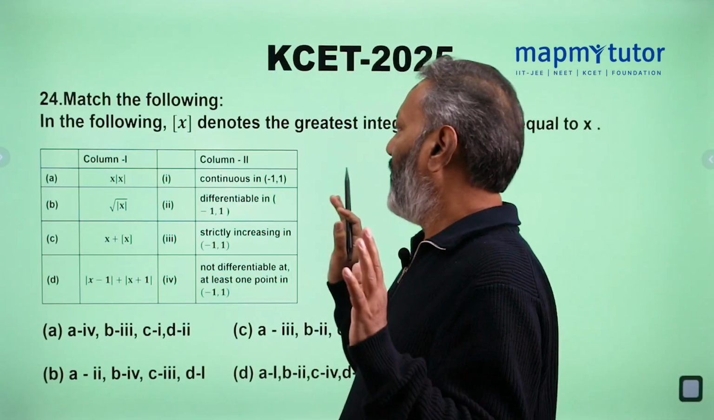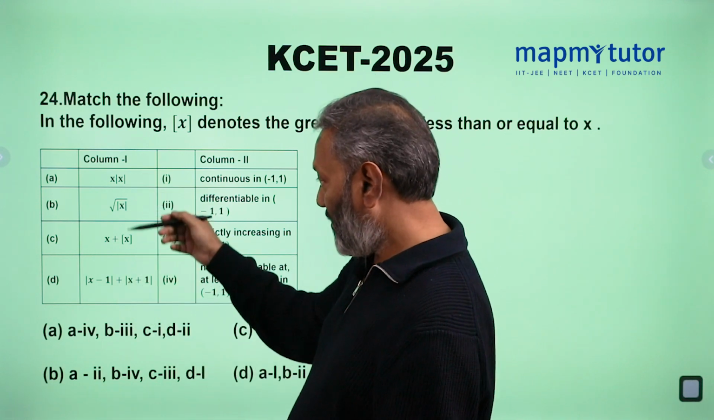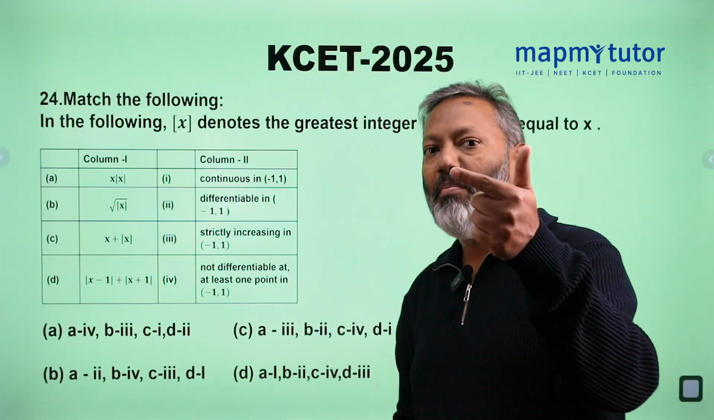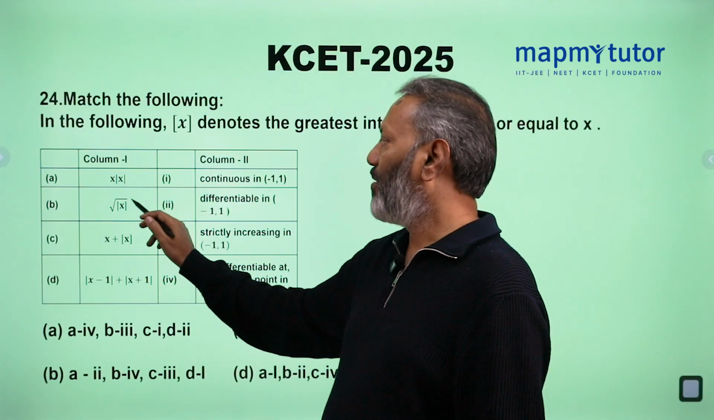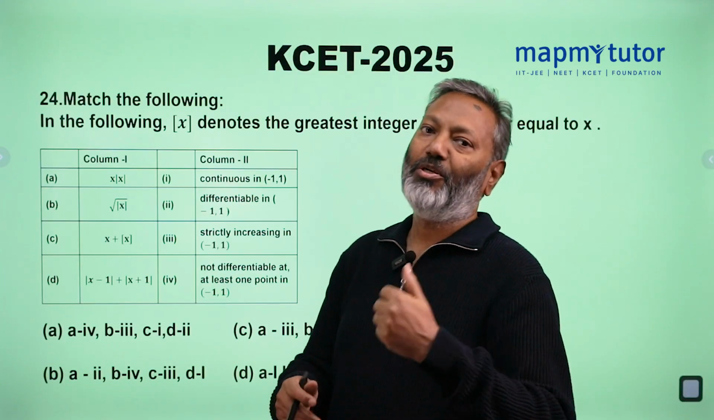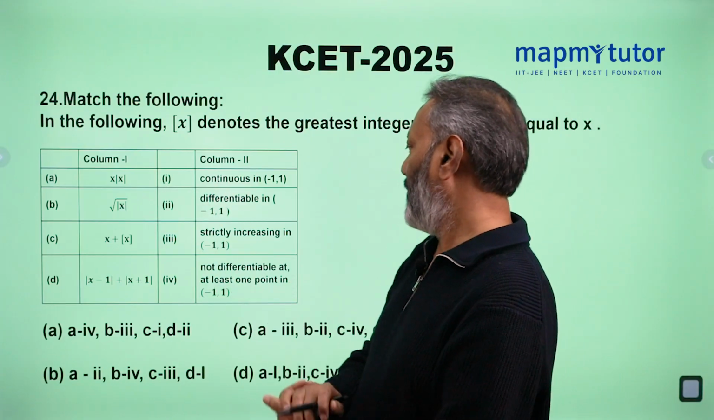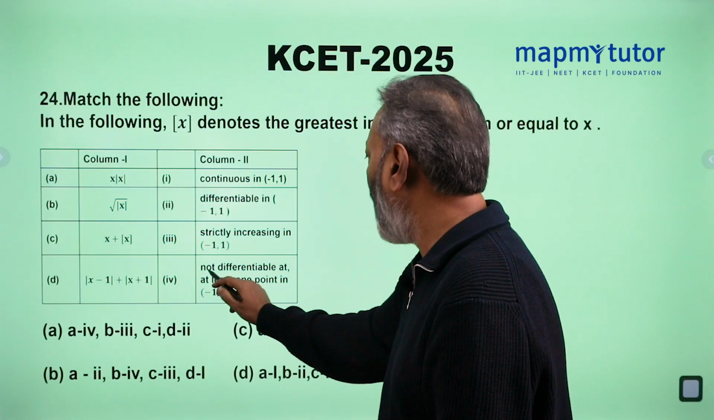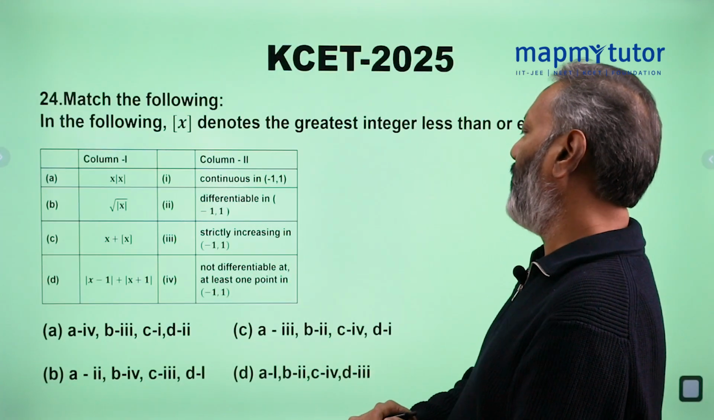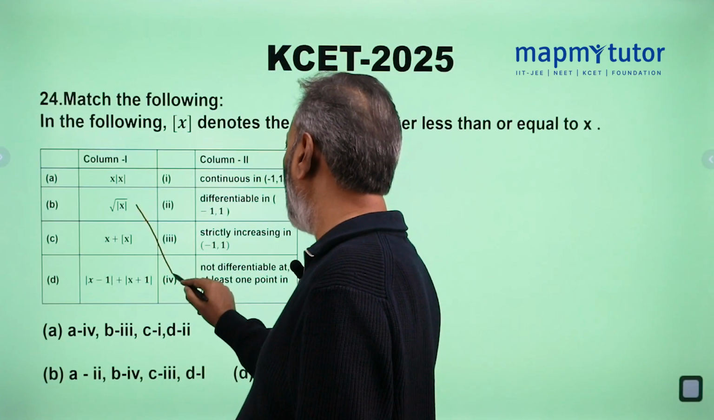See, I'll take the very easy functions first. There is no condition that I have to go in the order A, B, C, D, okay? Root of mod x. What is the root x derivative? 1 by 2 root x. So, here also you'll get 1 by 2 root mod x, for example. And if x is 0, that derivative is not defined. That means this is not differentiable at 0. Yes, not differentiable at least one point in minus 1 comma 1. Therefore, B is matched with 4th.